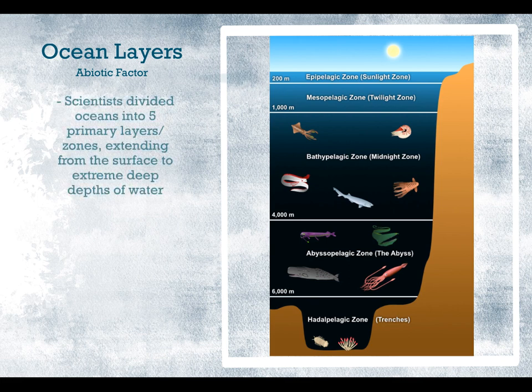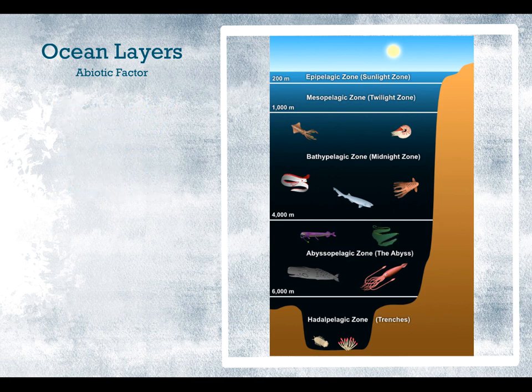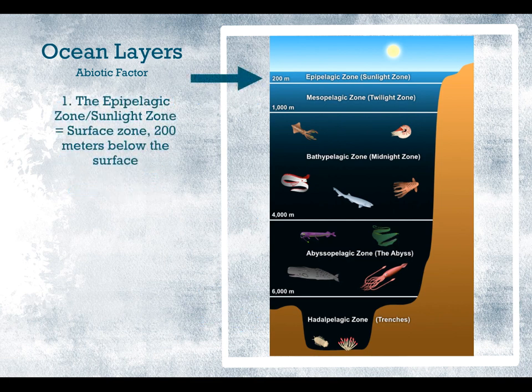Scientists have divided oceans into 5 primary layers or zones, extending from the surface to the extreme deep depths of water. The epipelagic zone is the surface zone of the ocean extending 200 meters below the surface. It is also called the sunlight zone since most of the sunlight is visible here. With light then comes heat. This heat is highly responsible for the range of temperatures in this zone.